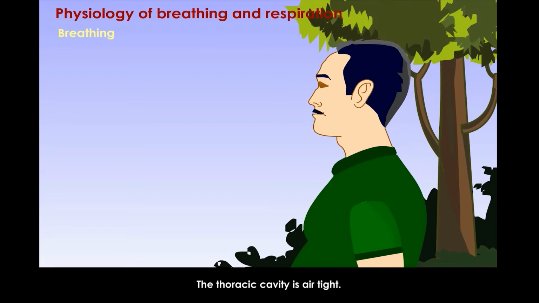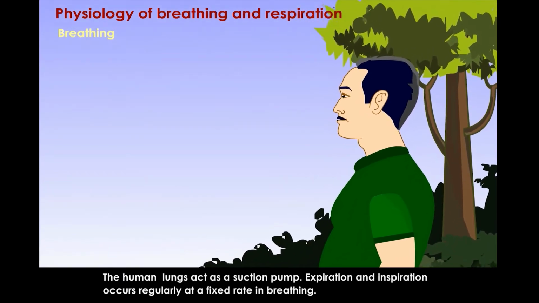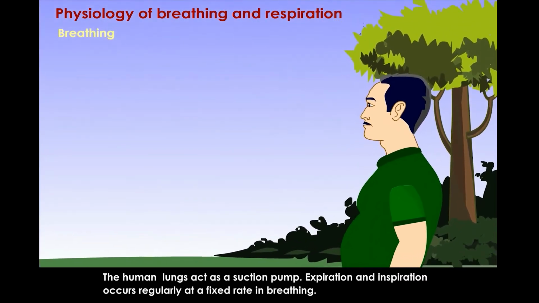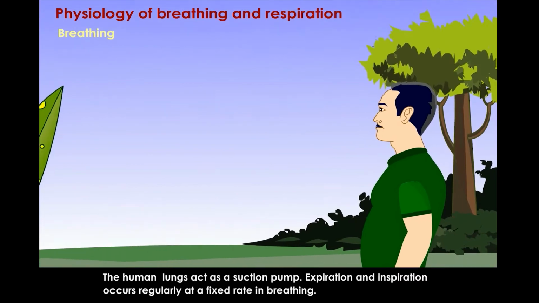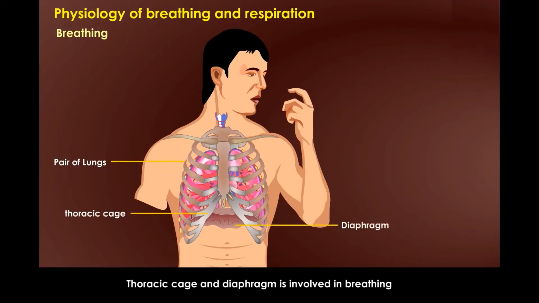The thoracic cavity is airtight. The human lungs act as a suction pump. Expiration and inspiration occur regularly at a fixed rate in breathing. Thoracic cage and diaphragm are involved in breathing.